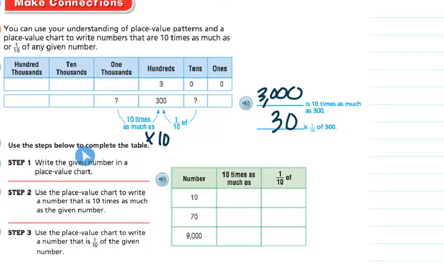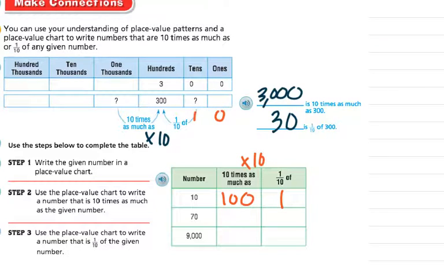So it says use the steps below to complete the table. Step 1, write the given number in a place value chart. So we're going to write down 10 in our place value chart, and we're just going to write it right here. So 10 times as much as 10 would move to the left one place value, and that number would become 100 because we're multiplying by 10. Now if we have 10 in the place value chart and we multiply by a 10th, we're losing a place value, and we move to the right, and the answer is 1.